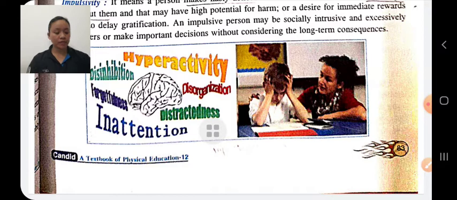And management. What are the management techniques? We can manage through counseling, changing his lifestyle, medications, behavior therapy, etc. These are the management techniques for attention deficit hyperactivity disorder.